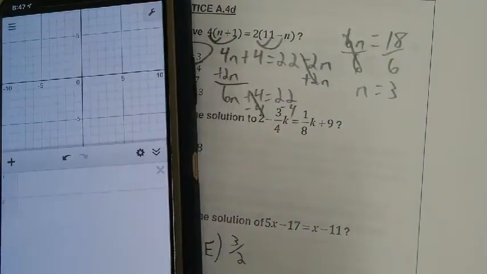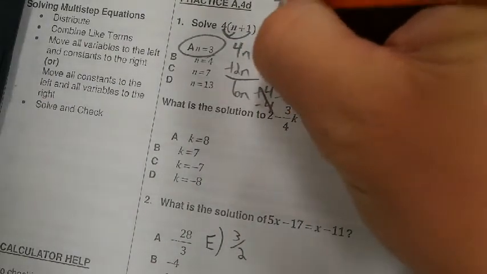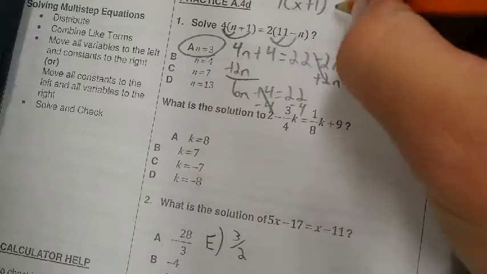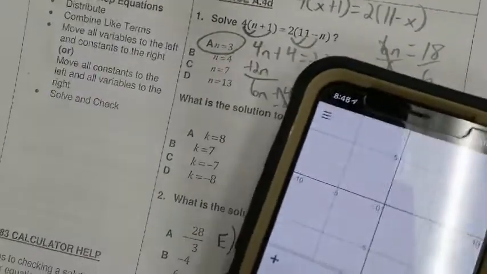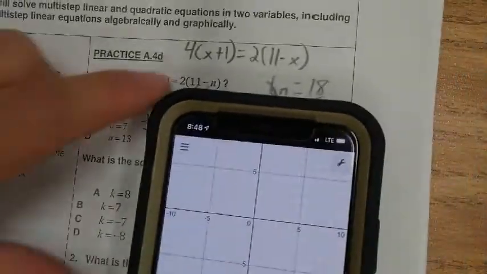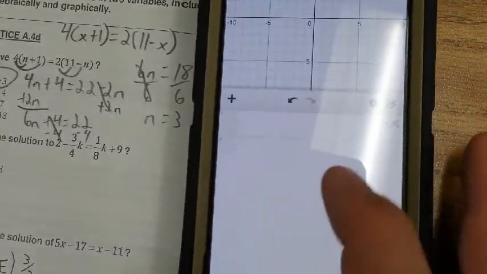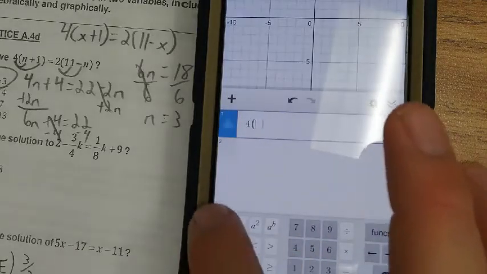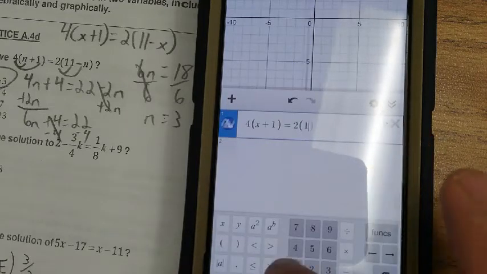What you can do is you can type it in Desmos, but if you type it in Desmos, you have to choose a variable that's going to be on the graph. What is the one that's used the most on the graph? X. So what I recommend doing is instead of typing this in with the n, use the same thing, but instead of an n, you put in x. So literally, I'm typing in the same thing that was here, except I just changed my n's to x's. So type that in exactly. So 4x plus 1 equals 2 times 11 minus x.